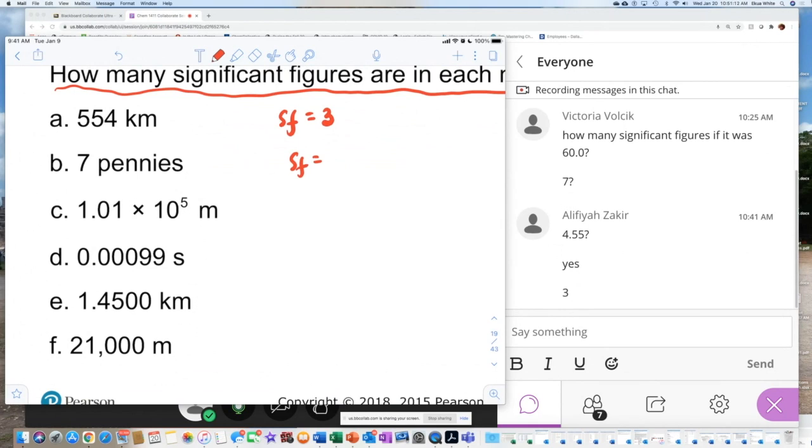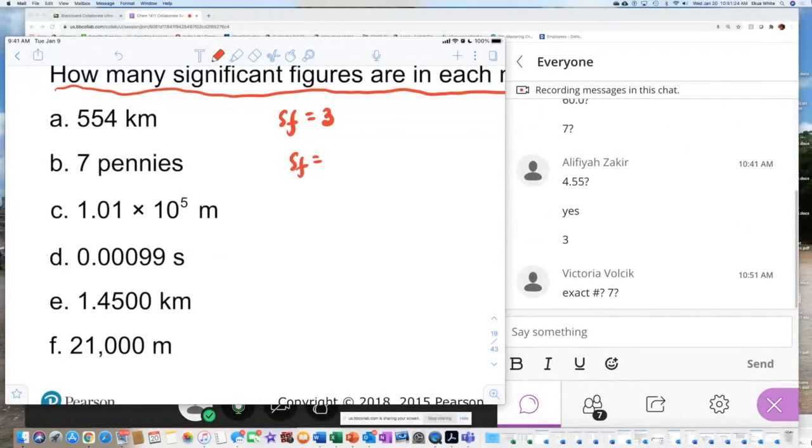7 pennies. Any takers for that? I know if you're reading ahead, if you have the PowerPoint open and you're reading ahead, you see the answer they gave you, right? And they're saying this is an exact number.